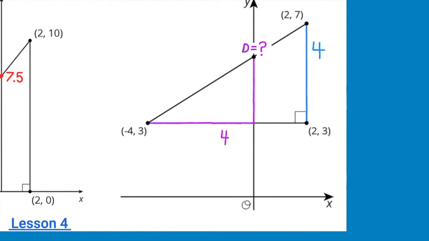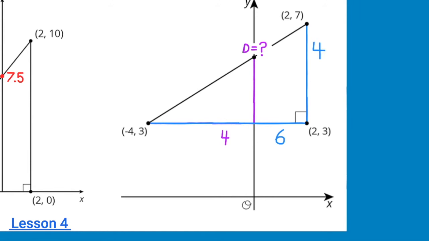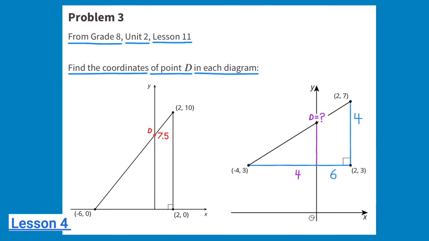The base length of the purple triangle is 4 units. The coordinates on the lower right-hand corner tell me that this little section is worth 2, so 4 plus 2 equals 6. The base length of the blue triangle is 6 units. The base length of the purple triangle is 4/6 shorter than the base length of the blue triangle. That means that all the sides of the purple triangle will be 4/6 shorter than their corresponding sides.